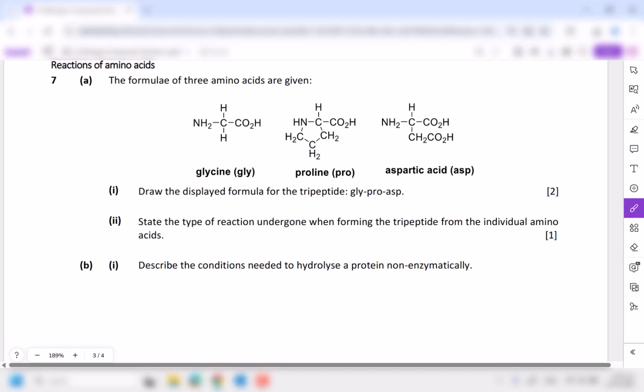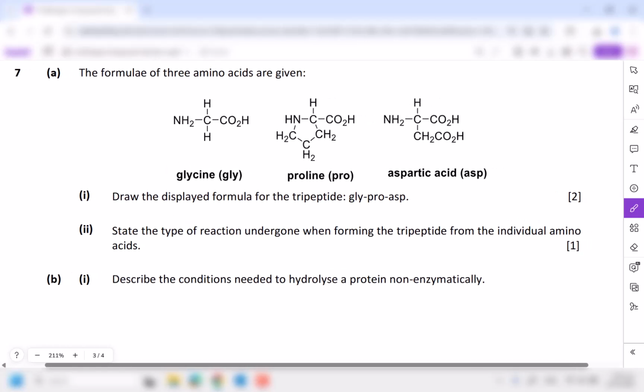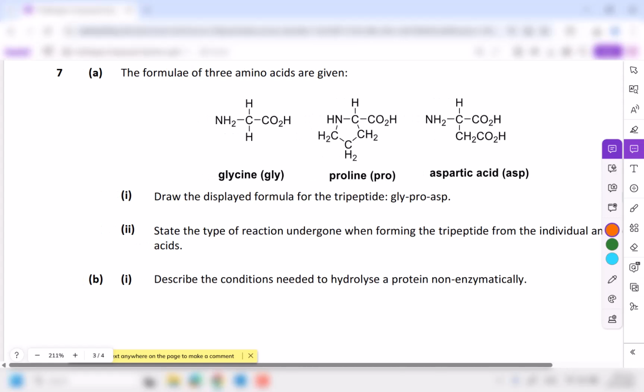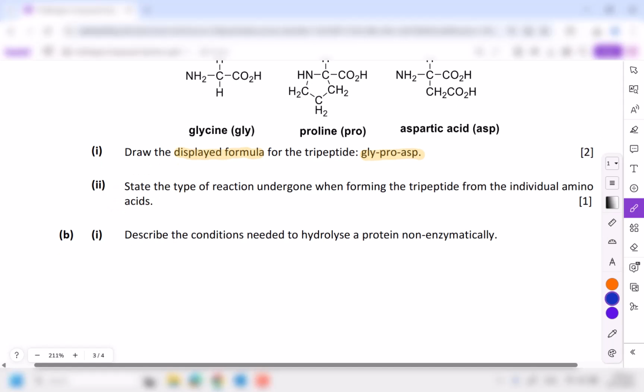Alright, finally we're looking at question 7. For question 7A, you are given the formulae of 3 amino acids: glycine, proline, aspartic acid. The question is to draw the displayed formula. The focus here is on the displayed formula of this particular tripeptide, Gly-Pro-Asp. The question highlighted that you need to write it out in displayed formula, so all the covalent bonds must be shown.